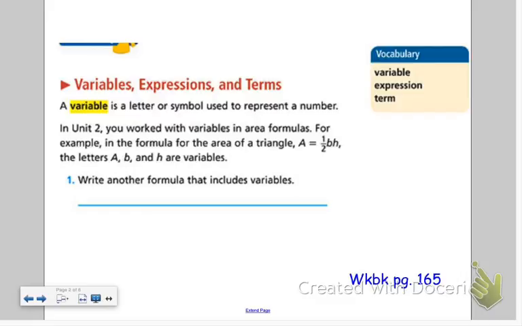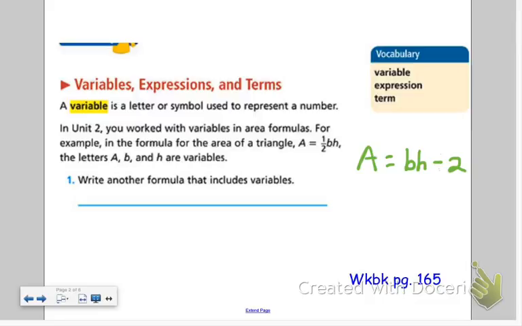And you're probably already familiar with variables because we actually worked with them in Unit 2. In Unit 2, you worked with variables in area formulas. For example, in the formula for the area of a triangle, A equals 1/2 BH, also known as area equals base times height divided by 2, the letters A, B, and H were variables. The capital A stood for area, the B stood for base, and the H stood for height. What we did was figure out what the base and the height were, and we substituted them back in for the variable. So the variables were taking the place of the numbers that we used for the base and height.